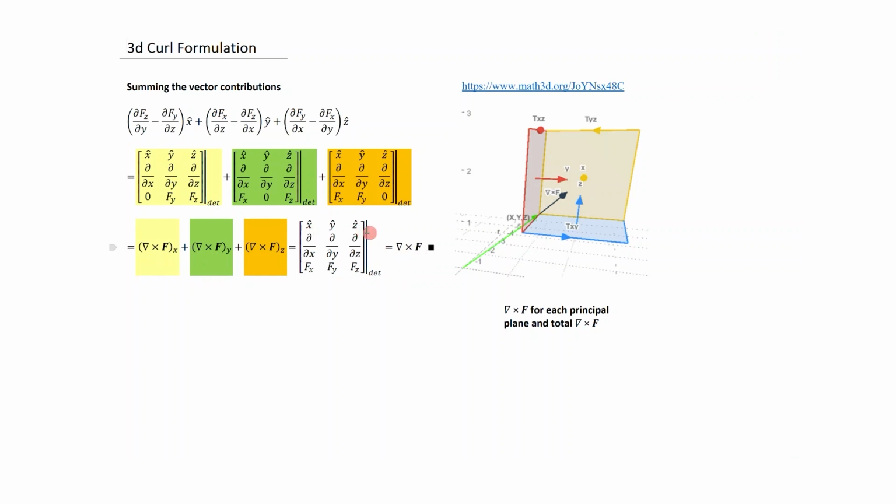So the first row is the unit vectors in Cartesian coordinates. The second row would be the first vector, which was just the gradient vector. And the third row would be the field vector, the x, y, and z components.